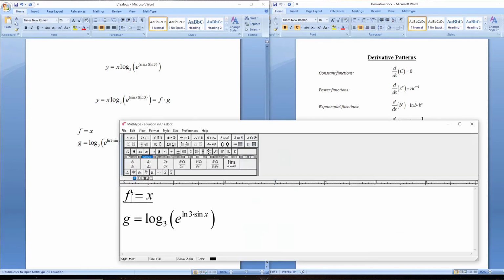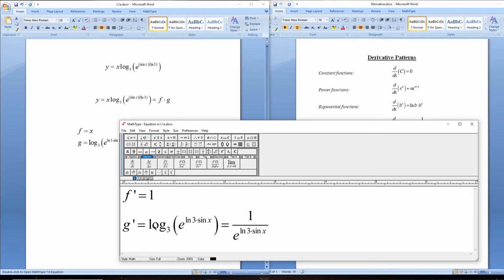And the derivative of f is x. Derivative of x is 1. And the derivative of g is where we will have our chain rule then. So first off, the derivative of a log is 1 over the argument. So here's the argument. I'm just going to write this out over here for a moment. So the derivative of log is 1 over the argument.